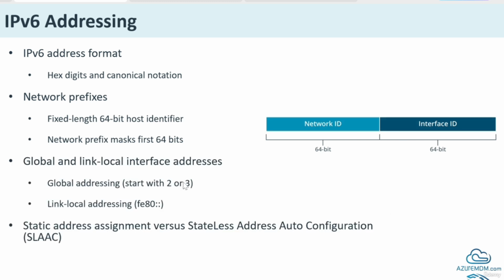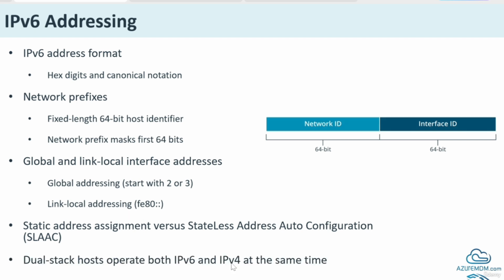Global and link-local interface addresses. Link-local addressing, FE80, is for the local network only, like private chats. Static is manually set, like a saved contact. SLAAC auto-configures the address using routers, like DHCP for IPv6. Dual stack hosts operate both IPv6 and IPv4 at the same time. That means IPv6 and IPv4 run simultaneously. Please note that IPv6 is longer but not smarter with auto setup, so you need manual intervention in this.